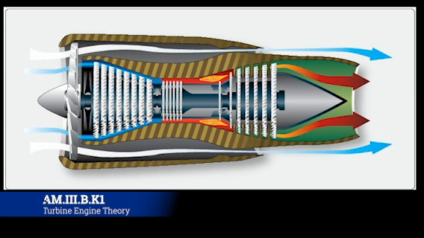Those individual events in a jet engine become one continuous event where everything is happening simultaneously. So as the exhaust event is happening, so is the compression event, and so is the power event, and so on and so forth.